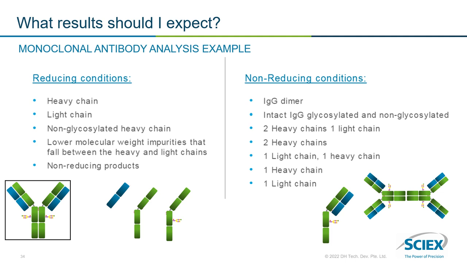When prepared under non-reducing conditions, you can expect to see an IgG dimer, intact IgG glycosylated and non-glycosylated peaks, two heavy and one light chain products, two heavy chain products, one heavy and one light chain product, one heavy chain, and lastly, one light chain product.